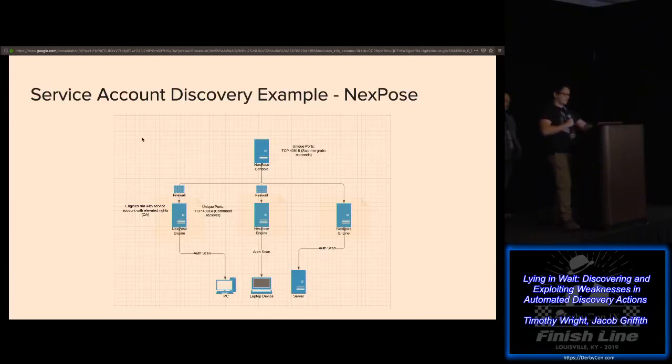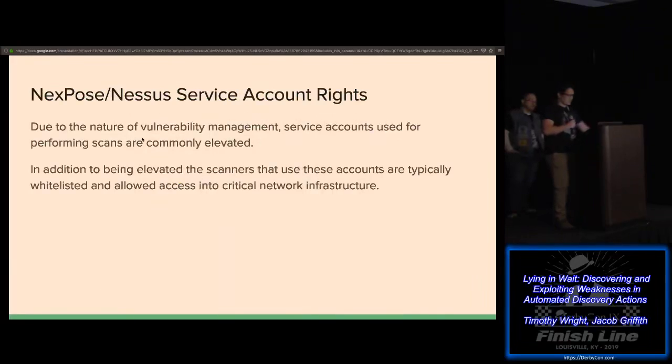This image shows how a NexPose environment can be set up, where you have multiple NexPose engines, some behind firewalls, some not, that the NexPose console reaches out to, pushes commands, and then it scans those networks. What we're trying to show here is these are different segmented networks, but those service accounts can be used across all three of those networks.